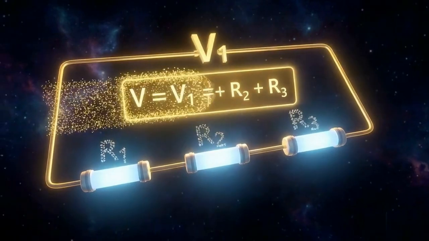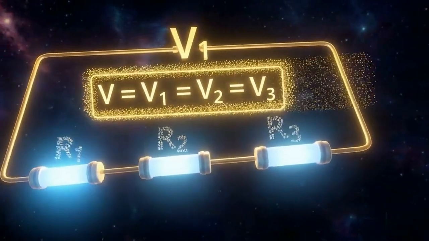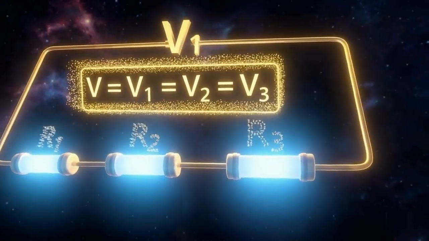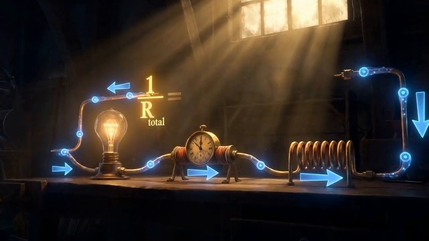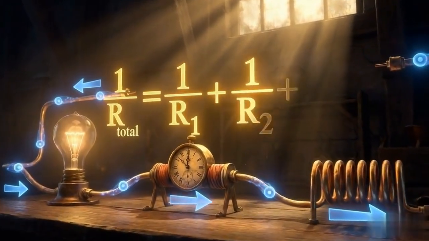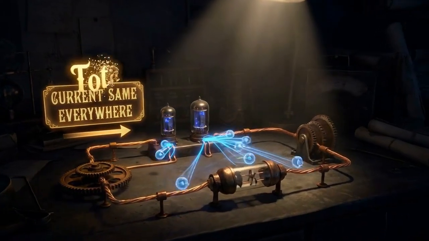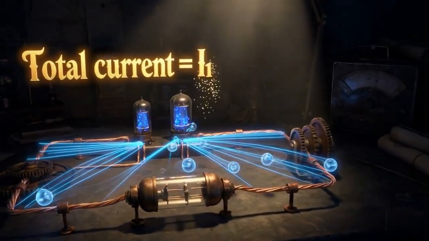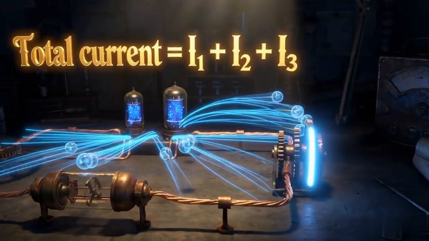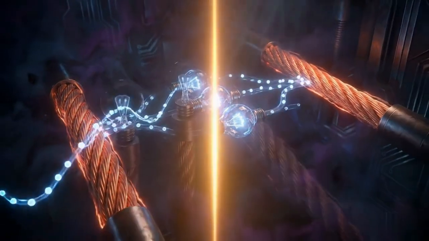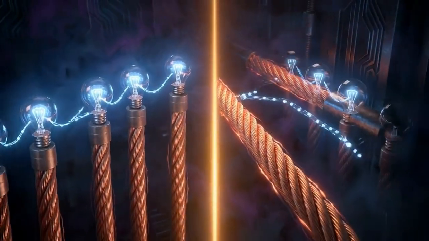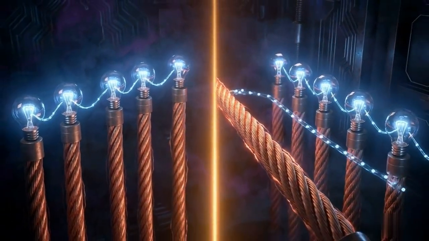In a parallel circuit, voltage remains the same. V equals V1 equals V2 equals V3 across all branches. In parallel circuits, total resistance is given by 1 over R total equals 1 over R1 plus 1 over R2 plus 1 over R3, meaning resistance decreases. And current, in parallel circuits, total current equals I1 plus I2 plus I3. It splits across branches. Now let's quickly compare both circuits, series and parallel, so the difference becomes crystal clear.